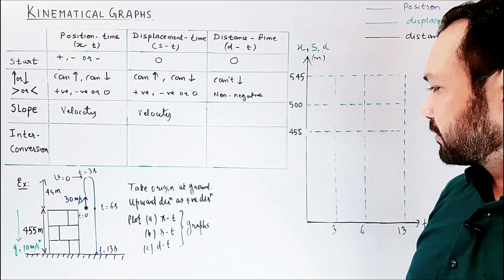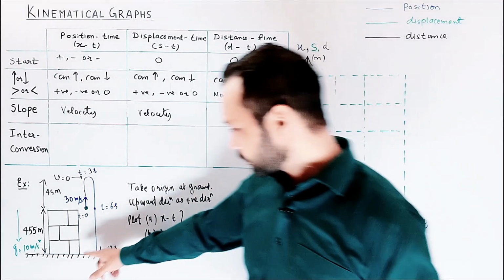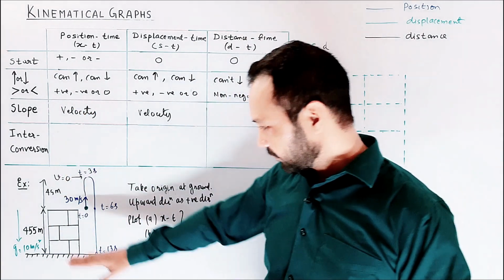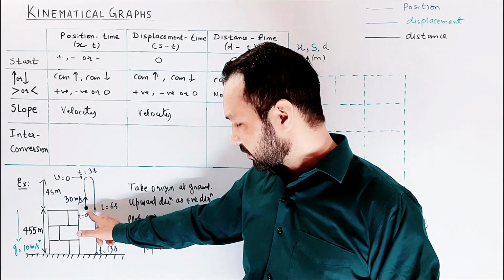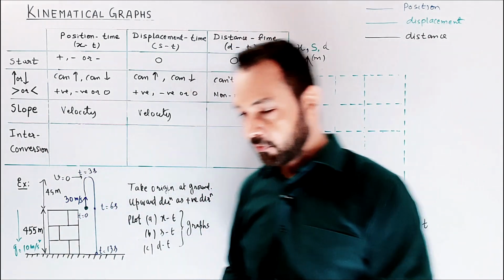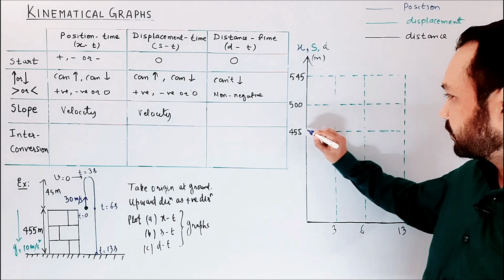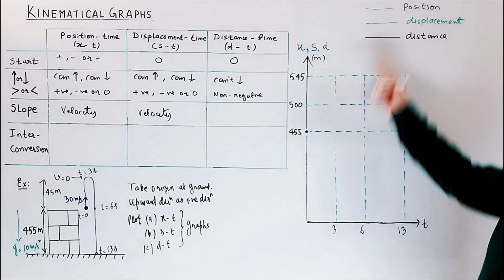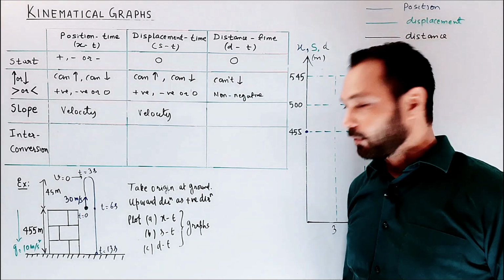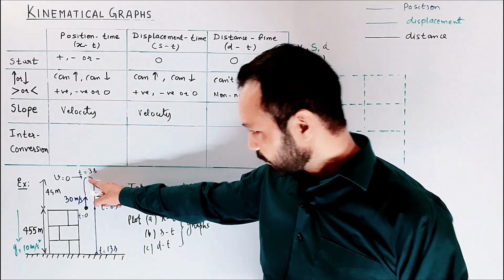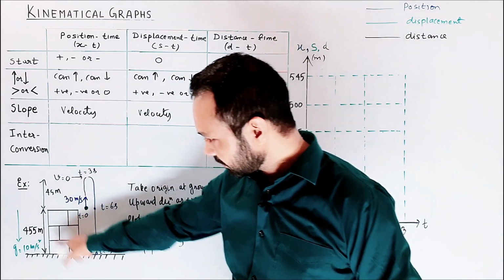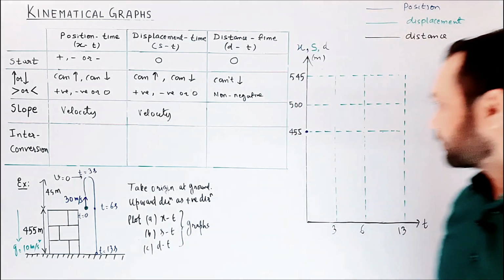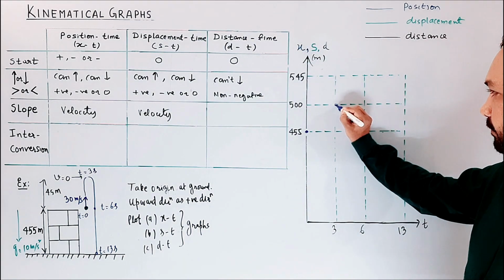So let's start with the position time graph. We have to measure all the positions from here, upward direction is positive. So at t equal to 0, the particle is here, so position is 455. The position I am using with the blue color, displacement I will be using green color, and distance with the black color. And now at t equal to 3, the height from the ground is 455 plus 45, which is 500. So position at t equal to 3 is 500, somewhere here.